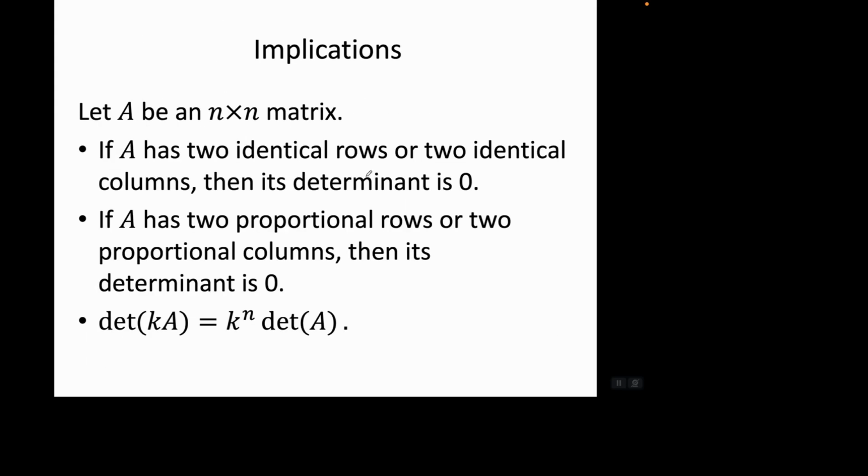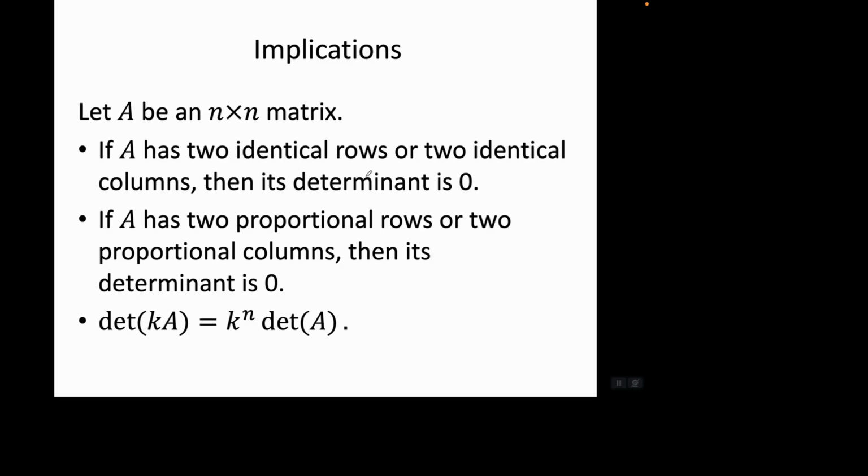Let A be an n by n matrix. Here are some implications. If A has 2 identical rows or 2 identical columns, then its determinant is 0. Why is this? Well, using elementary row operations, if a matrix has 2 identical rows, you could kill off one of the rows and make it a row of zeros, and then the determinant would be 0. And you could use similar logic for a matrix with 2 identical columns.